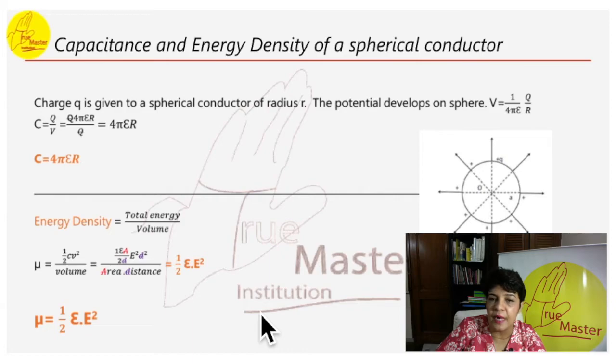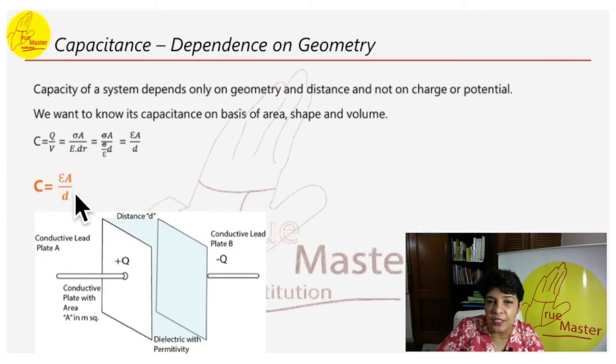So this is the total energy by volume. Here we are using the energy formula as half CV square. You remember the U formulas that we did in the previous video? The energy formula, half CV square, was explained and derived in the previous slide. Now the volume is written as volume. The formula for C, the capacitance, is in terms of the area formula that we derived in the previous slide. This is the formula we are going to put here.